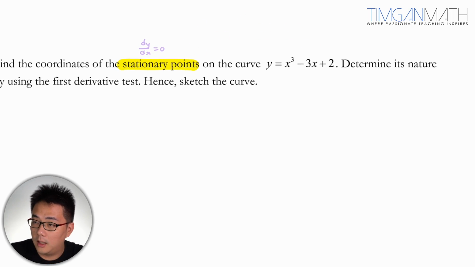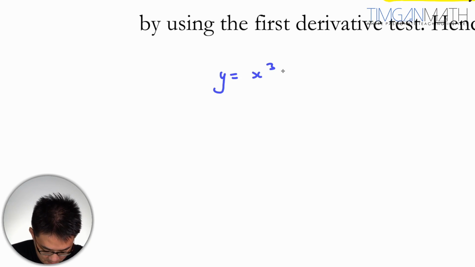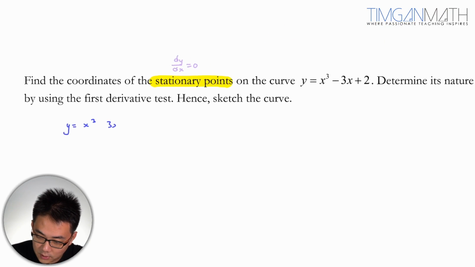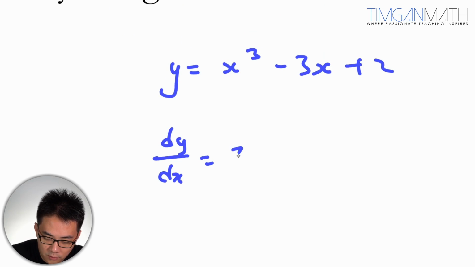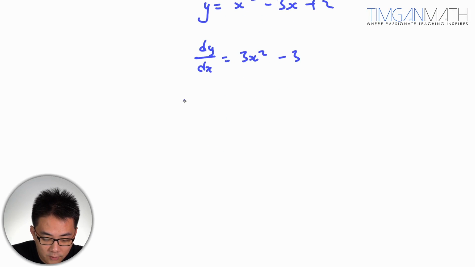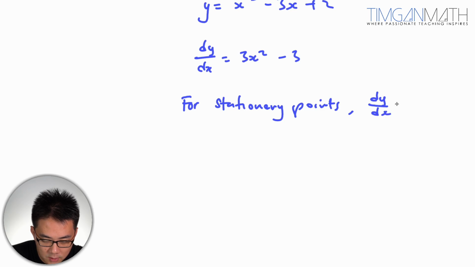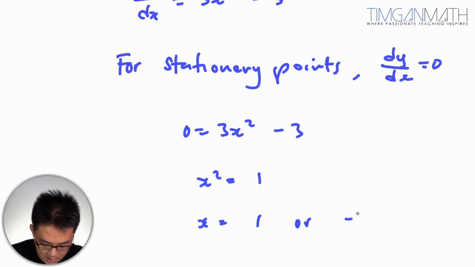Okay, because this case here is x cubed minus 3x plus 2, I'm just going to put y equals x cubed minus 3x plus 2. So dy/dx will just be 3x squared minus 3 plus 0. From here I know that for stationary points dy/dx will just be 0, so 0 equals 3x squared minus 3, and x squared equals 1, and x is just 1 or negative 1.